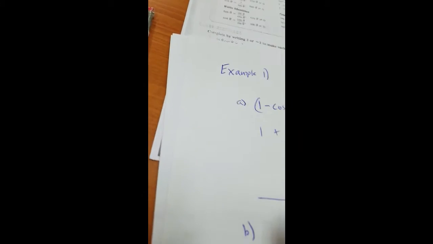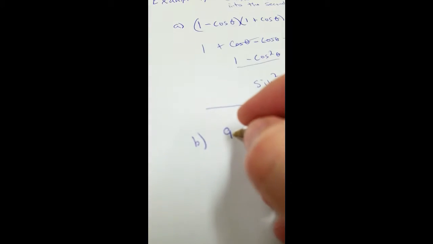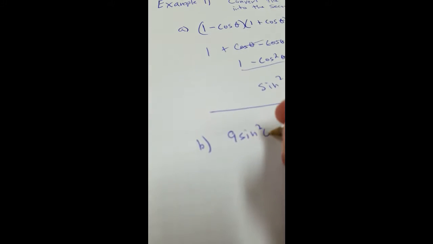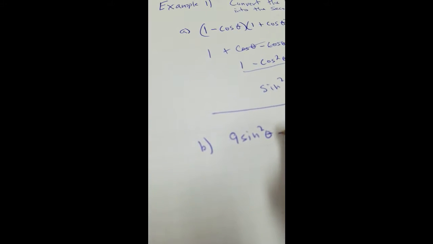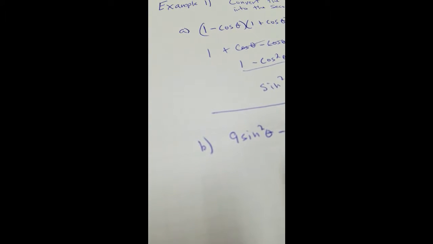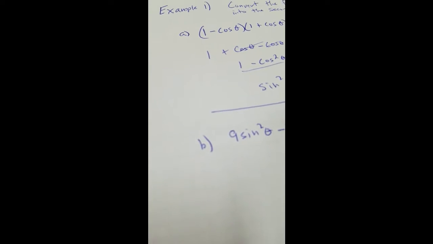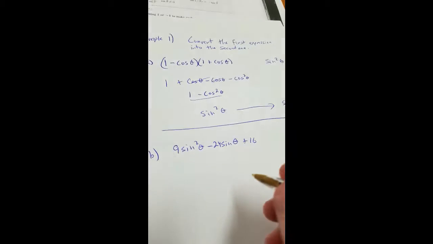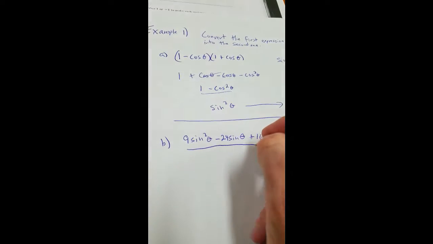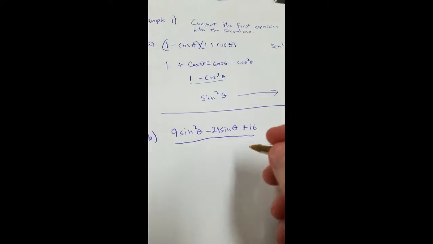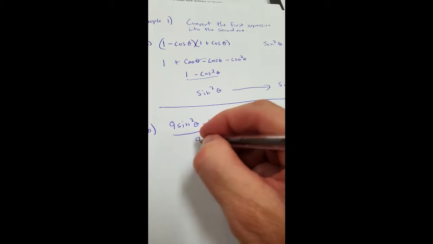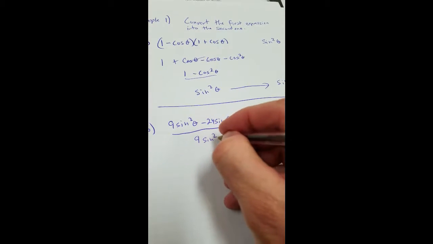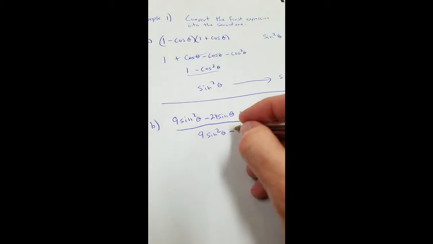Let's look at example B. Let's convert this expression, 9 sine squared of theta minus 24 sine of theta plus 16. All of that is over, I'll give you a better view of this in a second, it's hard to do this one-handed, all that's over 9 sine squared of theta minus 16.